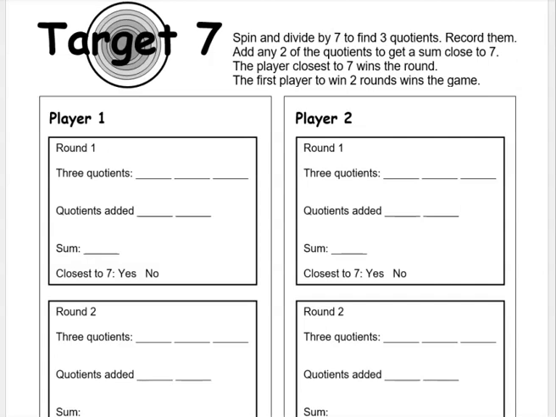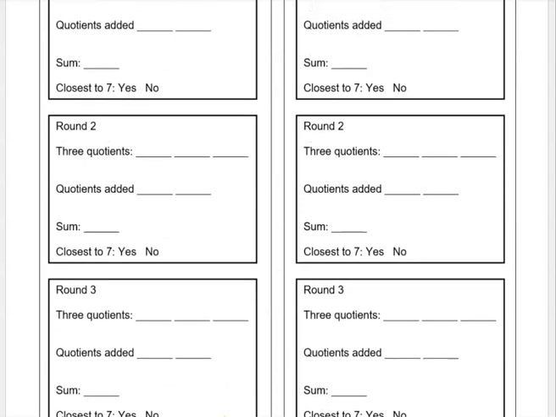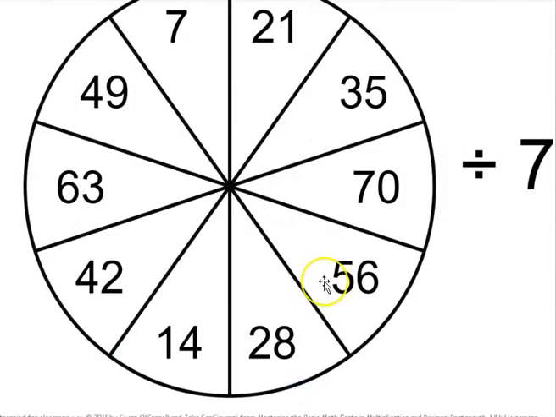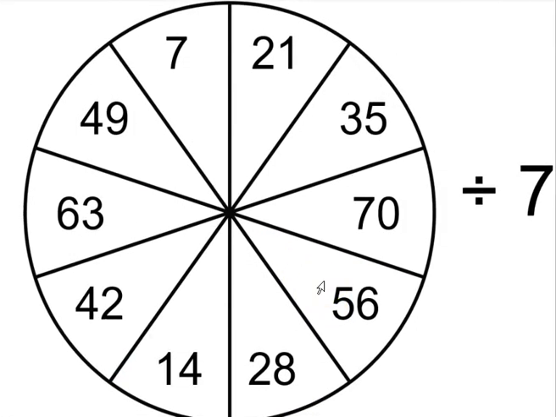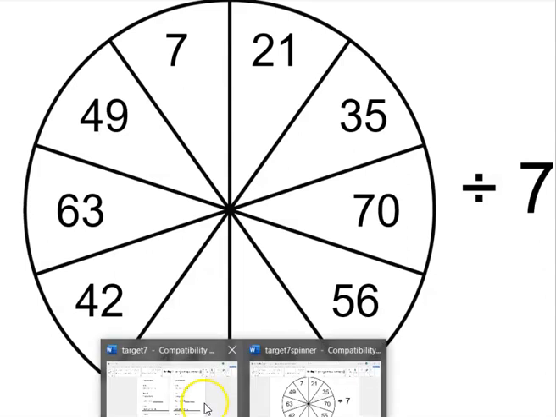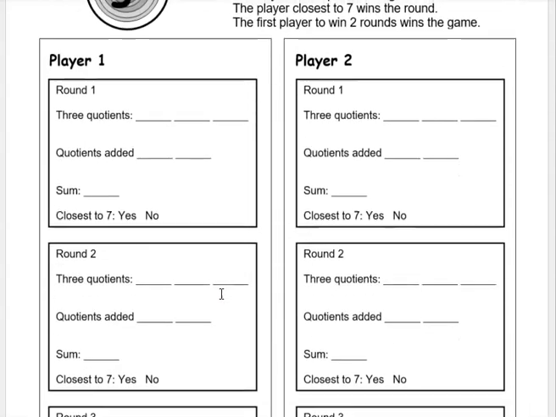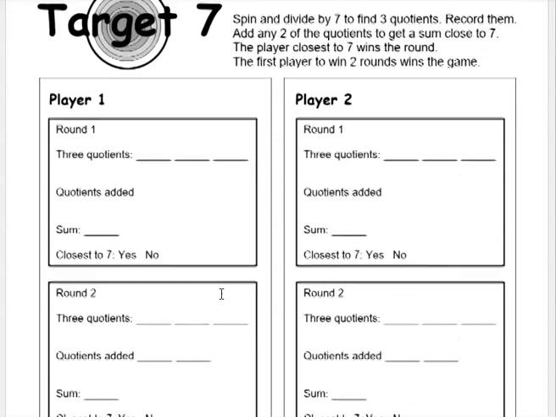For this activity, you are going to need a buddy from your math group, and you're going to be playing Target 7. You will have one recording sheet that looks like this, and you will also need to get yourself a spinner and a paper clip. If your teacher has spinners, you can use those. Otherwise, a paper clip and a pencil will do just fine. The point of this game is to have the sum that is closest to 7 in the end.